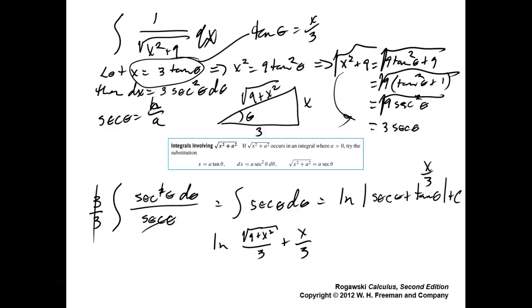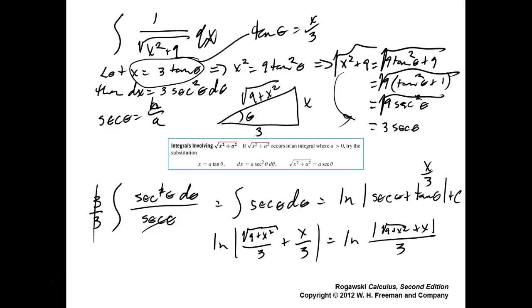I've lost my page. Which is this example 4? Yeah. Okay. Yeah, they keep the absolute value bars there, because that x could be negative. Now, before I put my plus c down, let's do a little bit of playing with this. That's the same as the log of the absolute value of the square root of 9 plus x squared plus x over 3, because with a common denominator you just add the numerators, right?